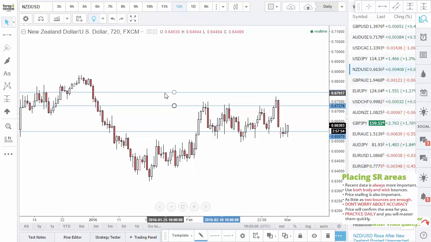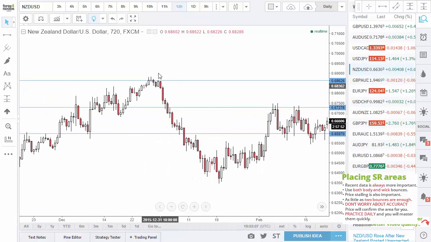Next one, I'm just going to throw it up here. Strong bounce there, very strong bounce. If I see a bounce that strong, I have no problem placing a support resistance area based on a single bounce. I mean, it hit that area and then it moved down for a very long time, and it moved down a very long way. So that's a good enough sign for me to place a support resistance area.